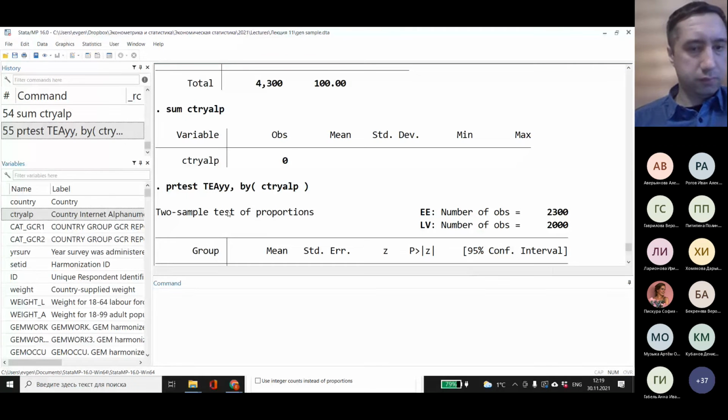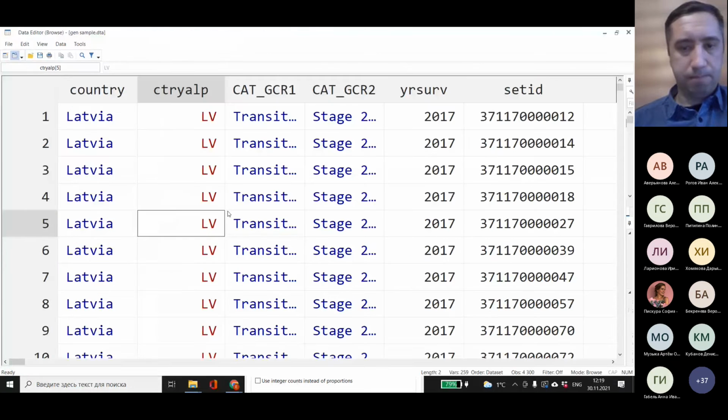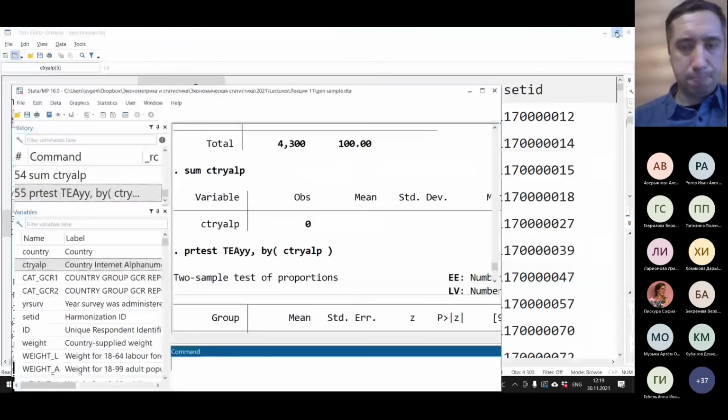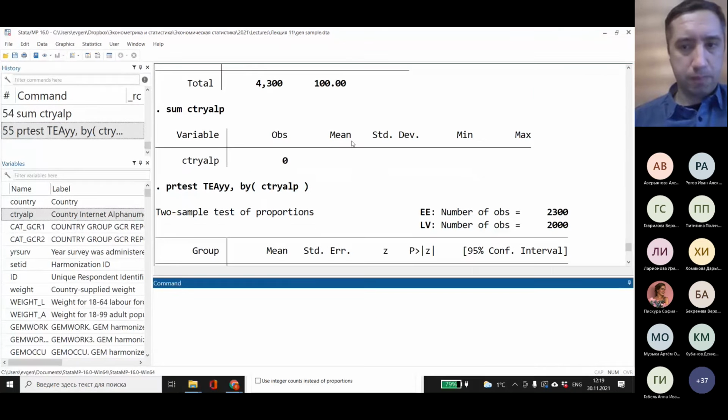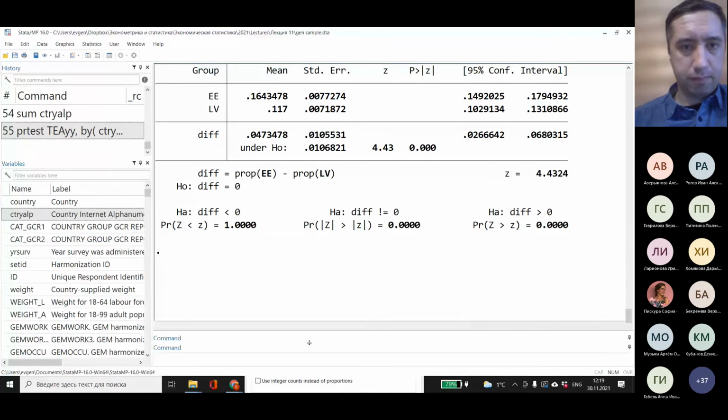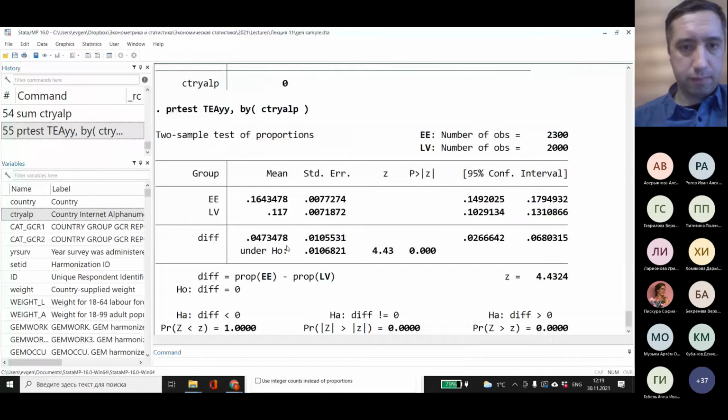Okay, thank you. Can I ask a question? How do we understand that our country has the value 371 or 372?